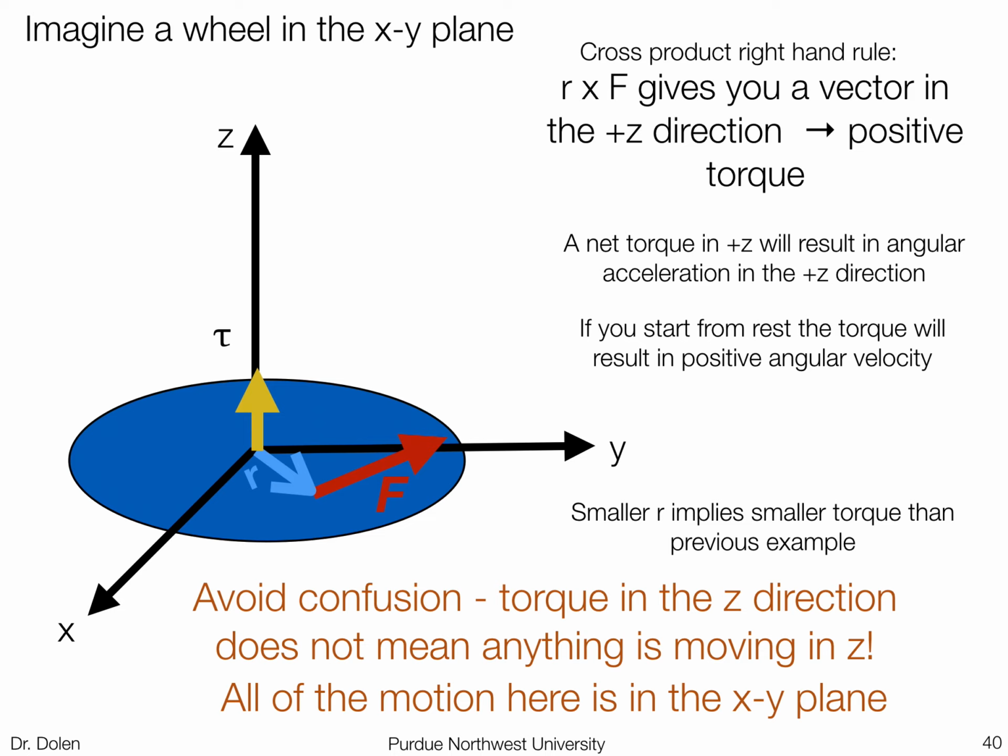Okay, and this is just a common source of confusion. The torque is in the plus z direction. That does not mean anything is moving in the z direction. All the motion here is in the xy plane. But again, this part of the wheel is moving in this direction, this part of the wheel is moving in this direction, this part of the wheel is moving in this direction, this part of the wheel is moving in this direction. So we choose not to use any vectors on the xy plane when describing rotational quantities. We choose to use the z-axis. We choose to use the axis of rotation to denote these vectors. So torque is always going to be along the axis of rotation. Nothing is moving in that direction.